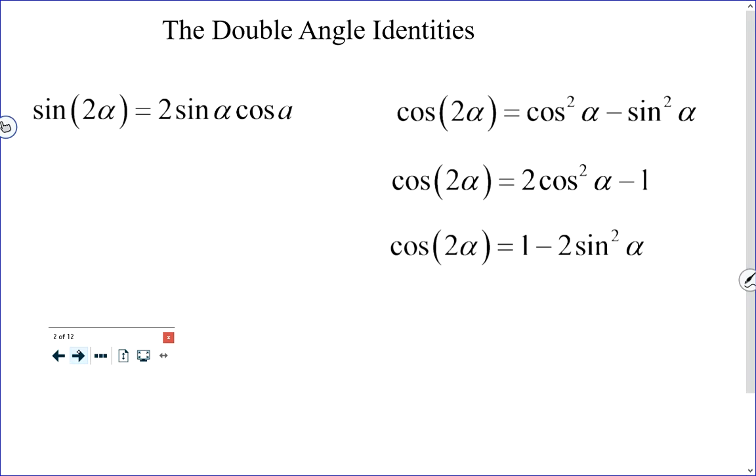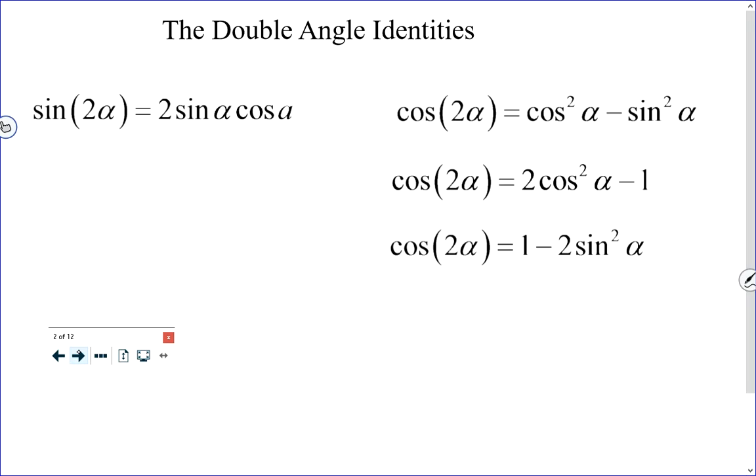So there is a double angle identity for sine. There are three different double angle identities for cosine. And there is a double angle identity for tangent, but we're not going to be studying it. Again, I think it's important that you understand what's going on in these identities.